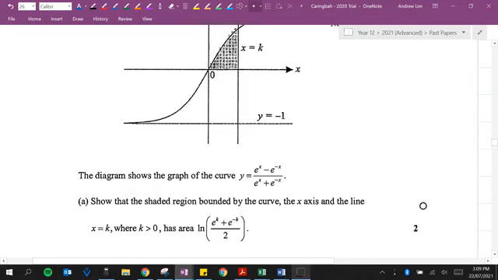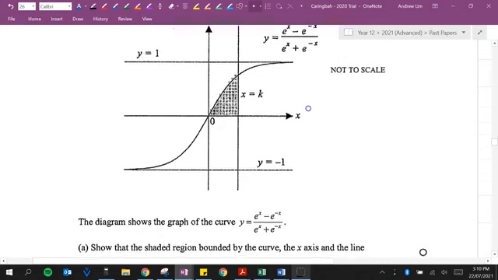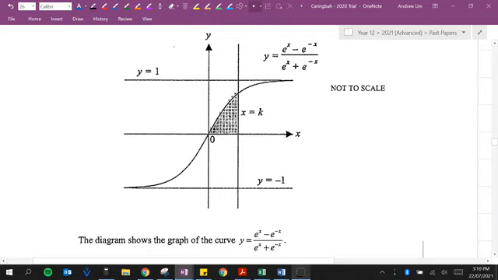Okay, so because we want to work out this shaded area, we need to use integration, and we need to find the integral. Now, it needs to go from this x value of 0 to this x value of k. Okay, so this x equals k. So that means we're going to be integrating from 0 to k e to the x minus e to the negative x all over e to the x plus e to the negative x dx.